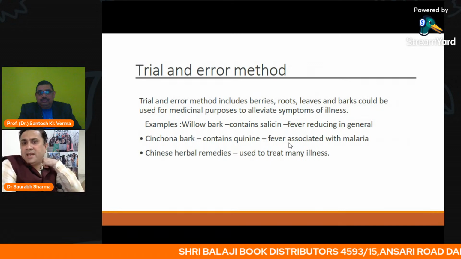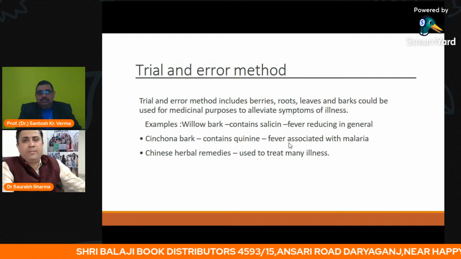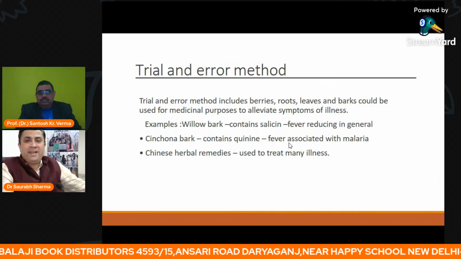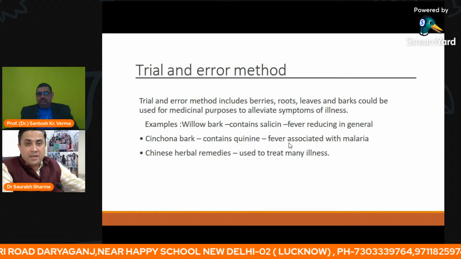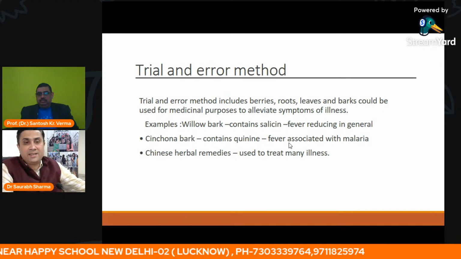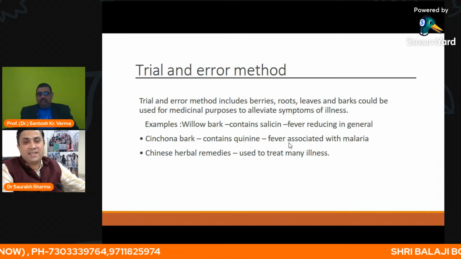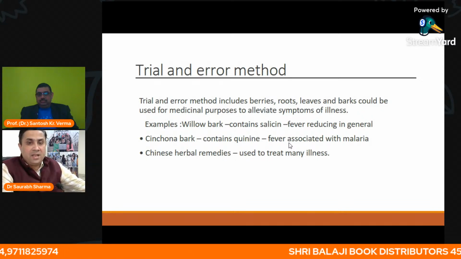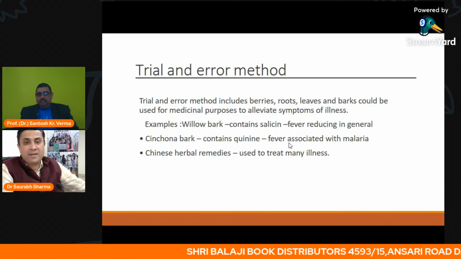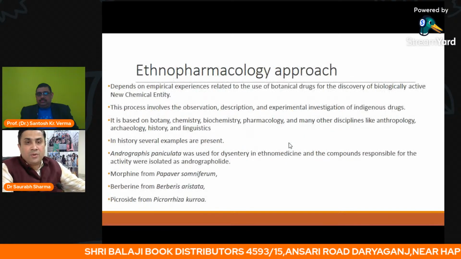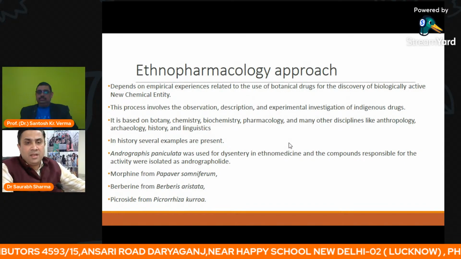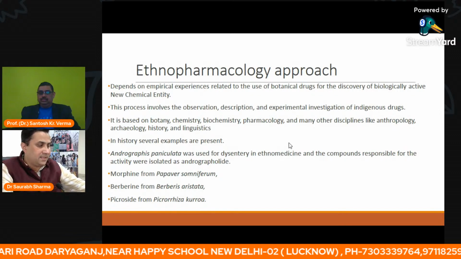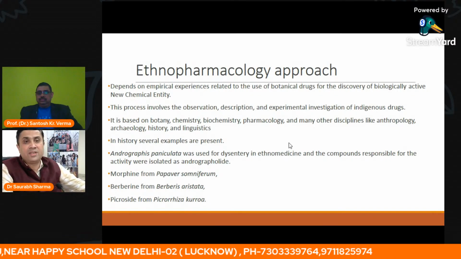Now, the trial and error method includes berries, roots, leaves, and barks that could be used for medicinal purposes to alleviate symptoms of illness. For example, in history, willow bark contains salicin, fever reducing. Then cinchona bark contains quinine, which was well reported for malaria. Then Chinese herbal medicines, which are used to treat many illnesses like malaria. We have artemisinin, artesunate. So similarly, the trial and error methods were like this. They are taken from the plants and used as such. If they are working, obviously they are used in therapeutics.